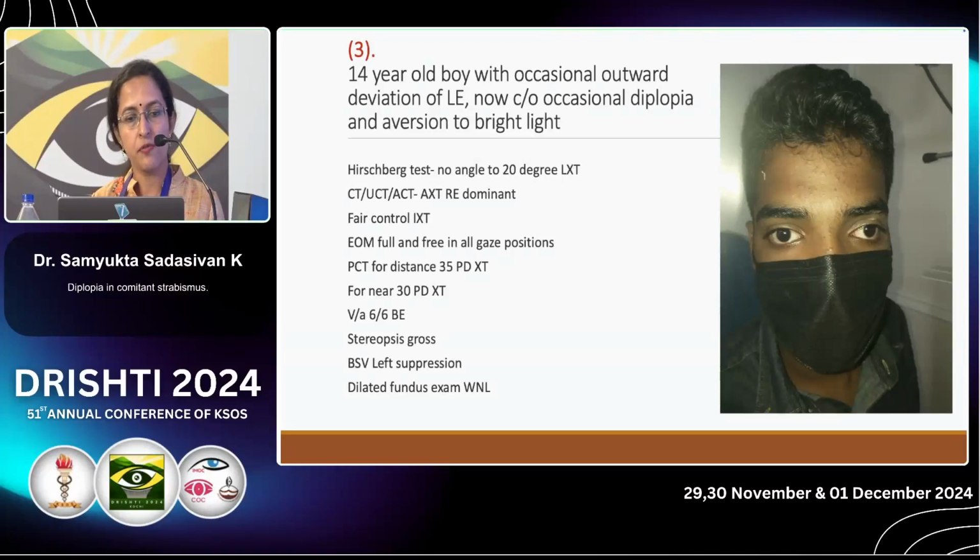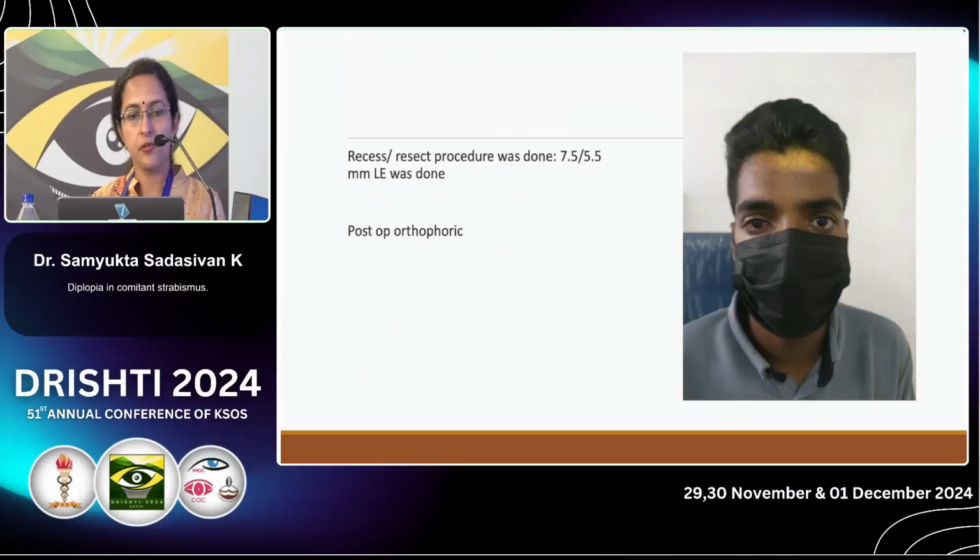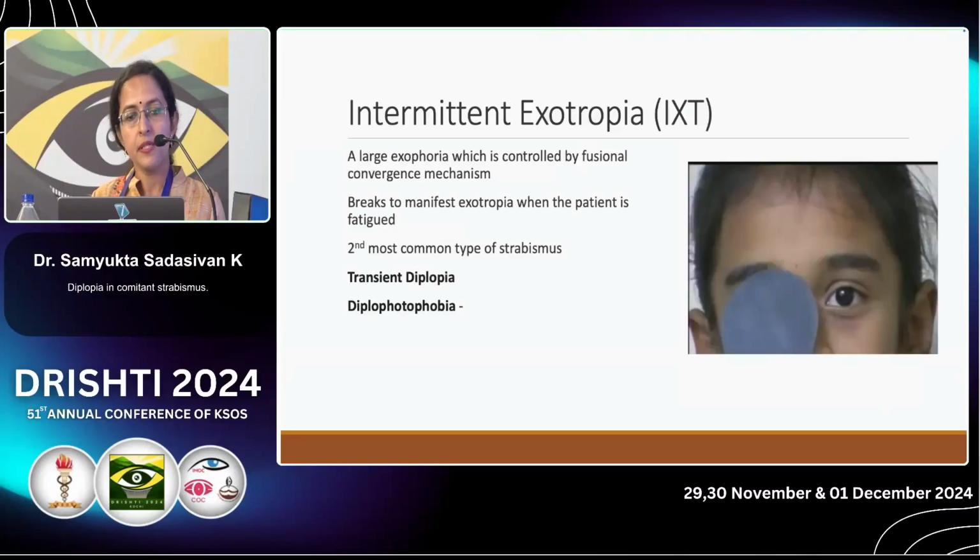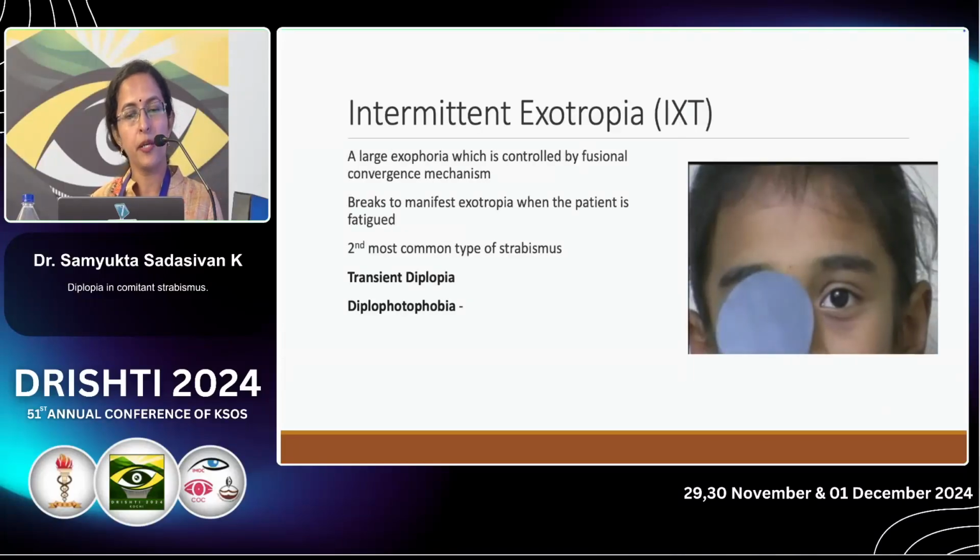Fundus examination was within normal limits. So he was diagnosed with fair control intermittent exotropia. Recess resect was done in the left eye. Post-operatively, orthophoria was achieved. So we know intermittent exotropia is the second most common type of strabismus.